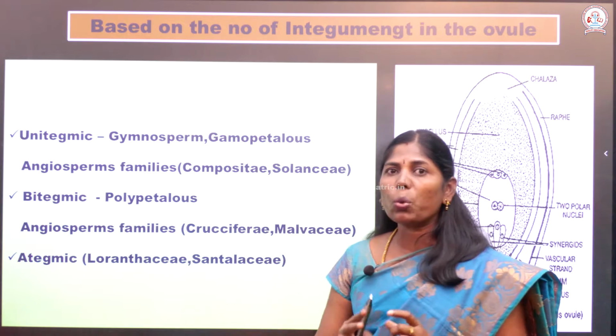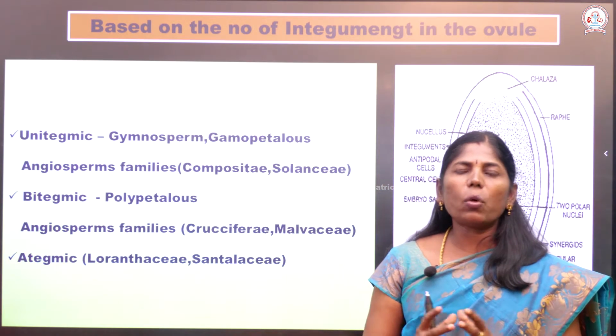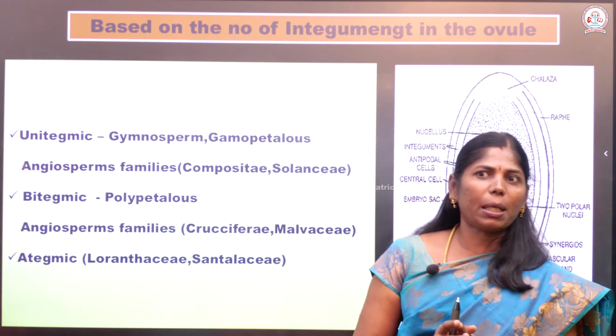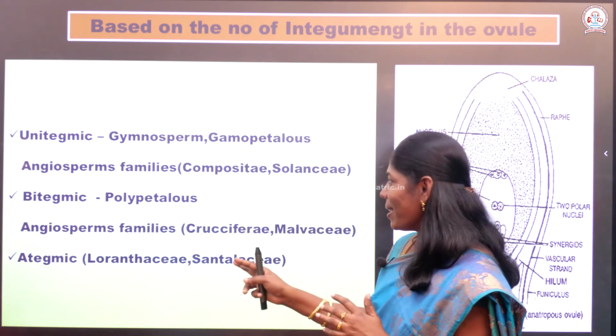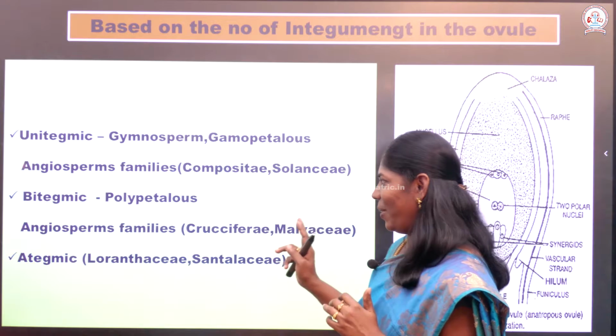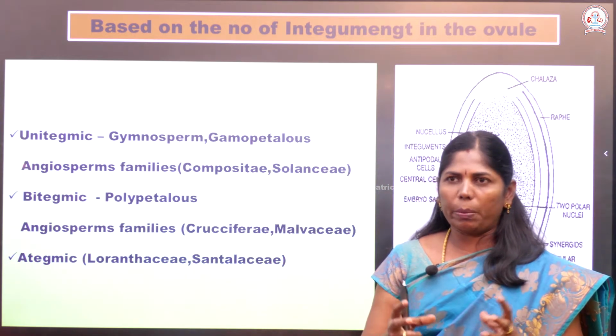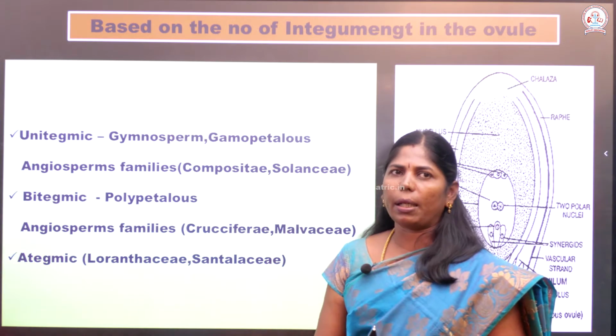Here we can see two integuments; the ovules are enclosed by two integuments. And another one is ategmic. Ategmic is seen in Loranthaceae and Santalaceae. Without integument, that is known as the ategmic condition.